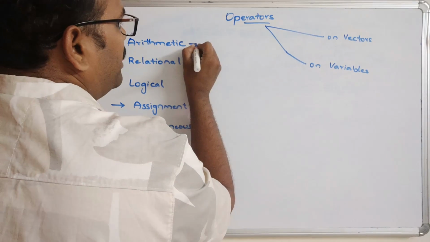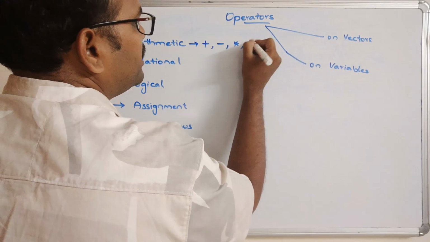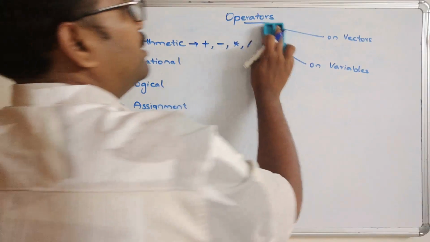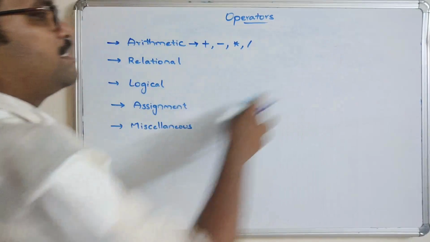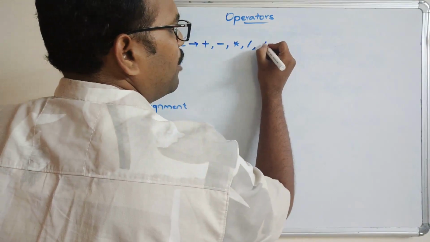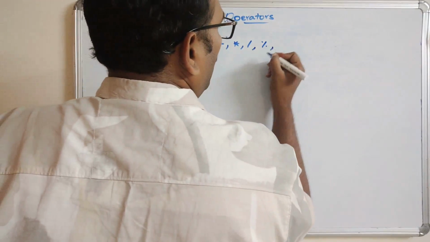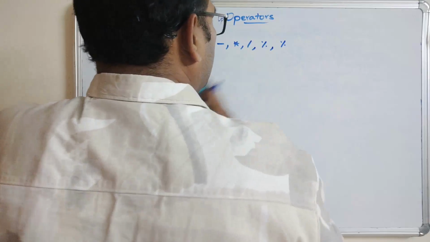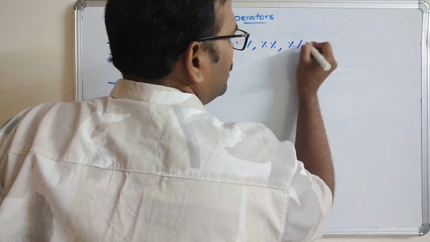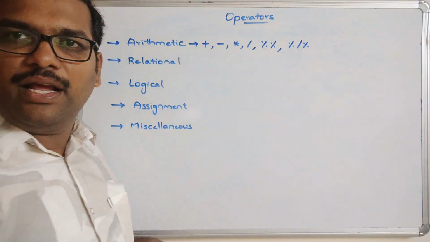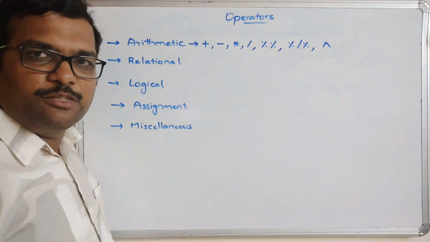We know the arithmetic operators: addition, subtraction, multiplication, and division, right? Apart from these, a few more operators are included in arithmetic operators, which is mod, which gives the remainder, and this mod is represented as a double percentage, and this one gives the quotient as a result. And one more thing is an exponent.